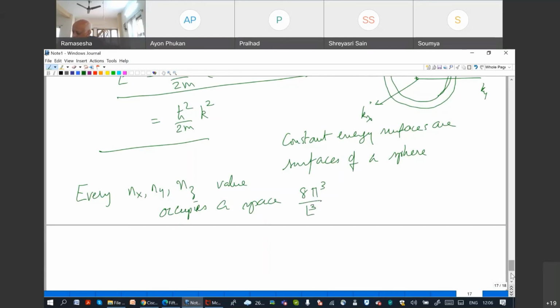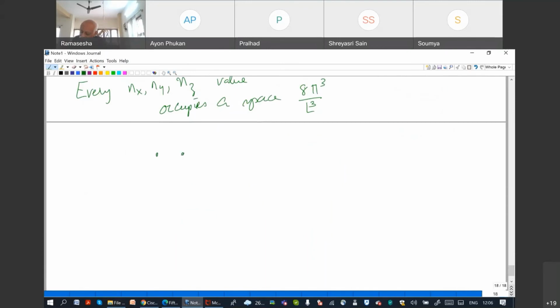Right? Because if I look at the nx, ny values on a lattice, let me take a square lattice just for simplicity. When nx equal to 0, ny equal to 0, it is somewhere here. So this is 0, 0, this is 1, 0, etc. Then this is 0, ny. Each one has a length 2 pi by L.